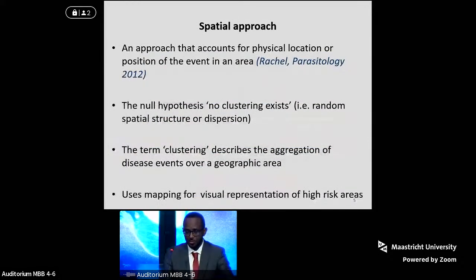In this thesis, we have used a spatial approach, especially for paper two and paper three. It is an approach that accounts for physical location, the position of the event in the area. The null hypothesis of the spatial approach says there is no clustering. Diseases occur randomly across geography. However, the term clustering describes the aggregation of disease events over a geographic area. This spatial approach uses maps for visualization of high-risk geographies or areas.